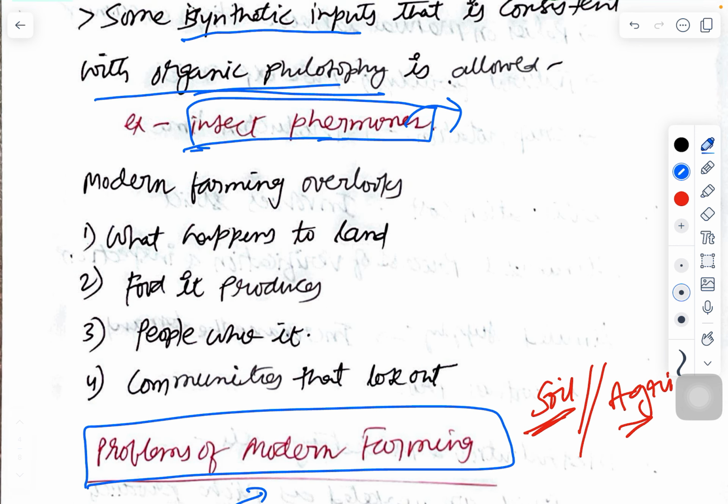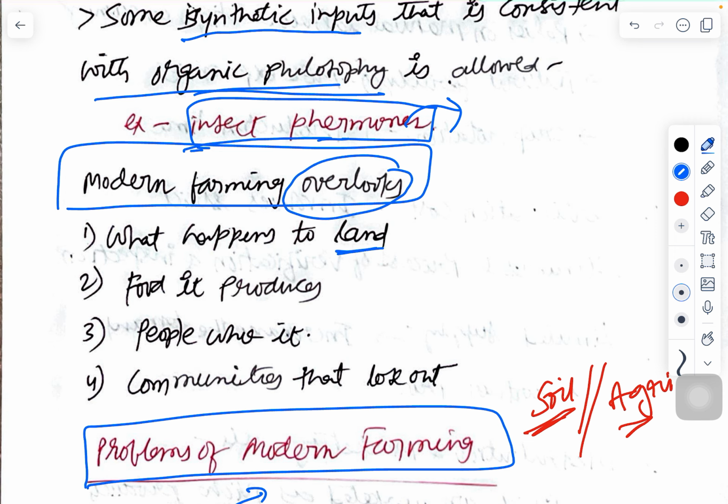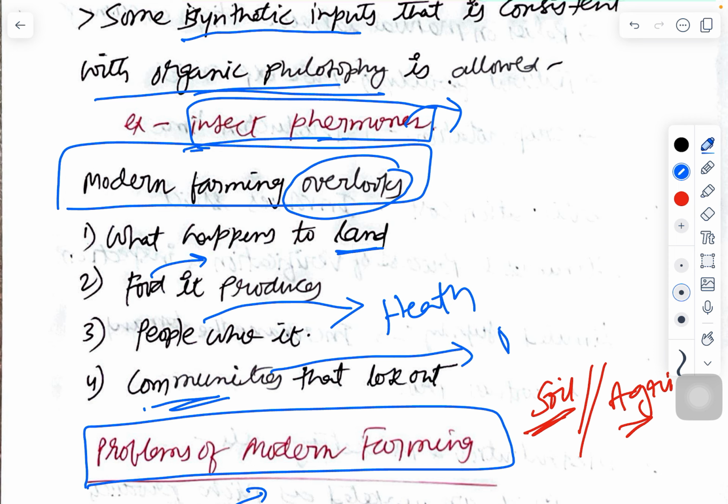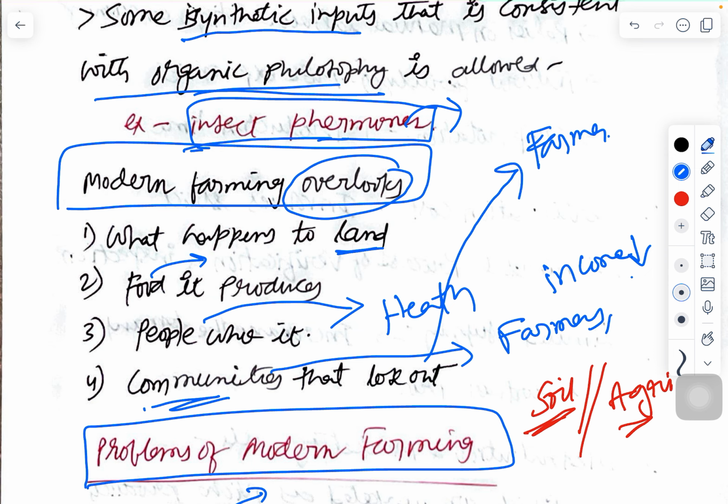Generally, if you look at some of the limitations of traditional organic farming, it overlooks what happens to the land and soil fertility, what kind of food we are producing, the end users, like people who consume it and their health, and communities, like how many are ready to do organic farming. For example, what happens to the actual farmers and their income? All those things are overlooked. For example, there are a lot of farmer deaths and suicides, right? And holistically, what is happening to Indian agriculture?